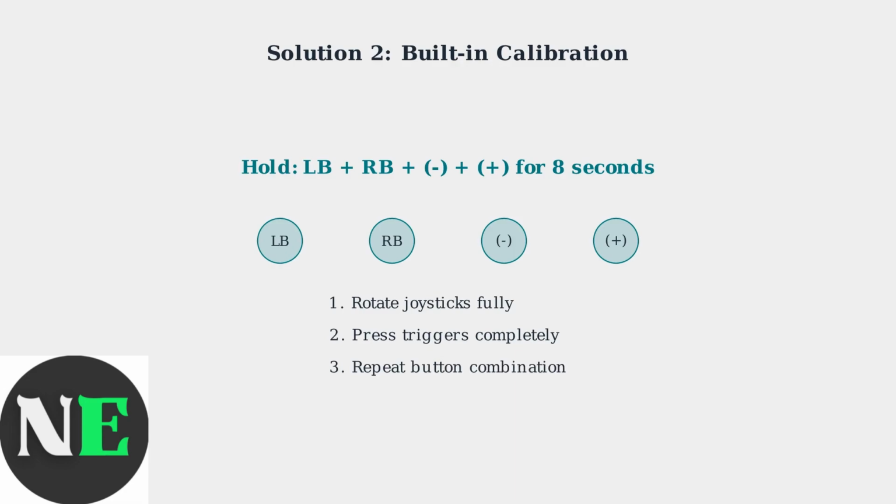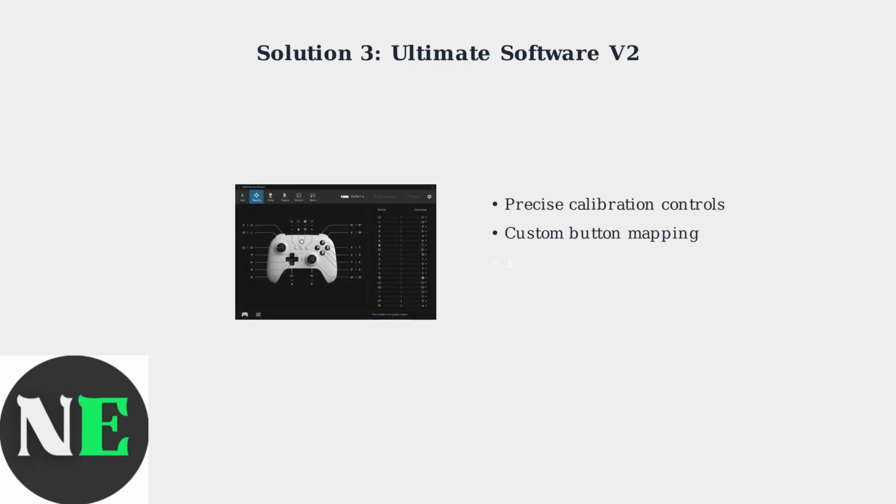For the Ultimate 2 controller, you can enter calibration by holding LB plus RB plus minus plus plus for 8 seconds. Then rotate the joysticks and press triggers fully several times before pressing the same button combination again to complete calibration. Alternatively, you can use 8BitDo's Ultimate Software V2 for more precise calibration and customization.